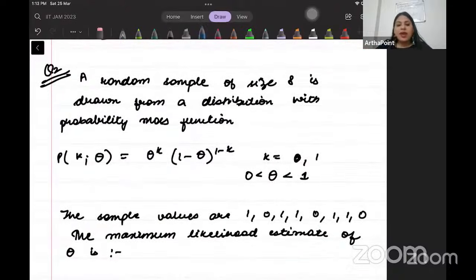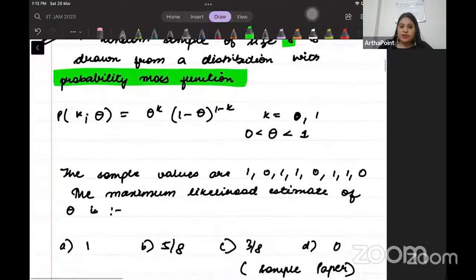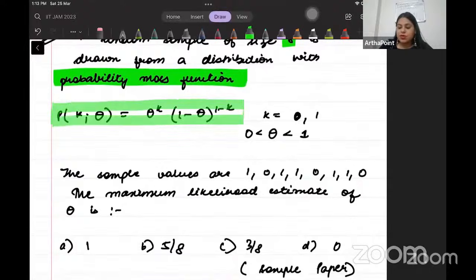It says a random sample of size 8 is drawn from a distribution with probability mass function given as this. So the PMF that you are given is this. It says the sample values are 1, 0, 1, 1, 0, 1, 1, 0. The maximum likelihood estimate of theta is. So I'm supposed to find theta's maximum likelihood estimate, MLE.